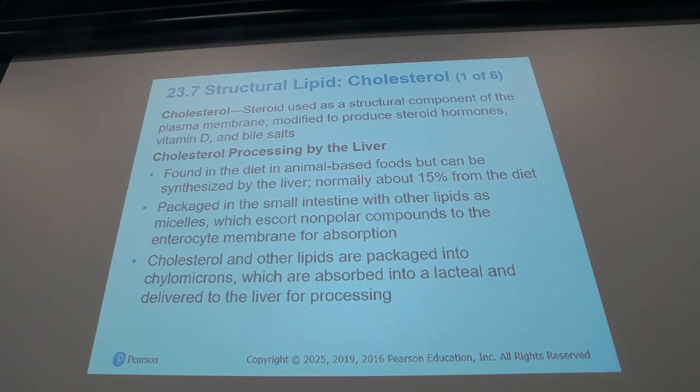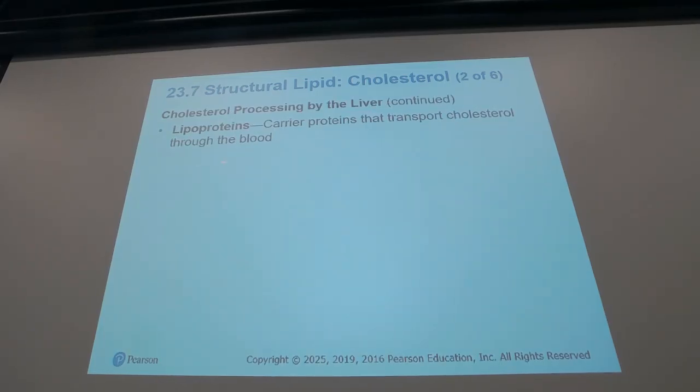So cholesterol, it is processed by the liver, and it's supposed to be only 15% of our diet from the lipids that we ingest. And this cholesterol is packed into molecules. So these molecules are called micelles. And then from there, they can be distributed throughout the body. So cholesterol will be carried through lipoproteins.